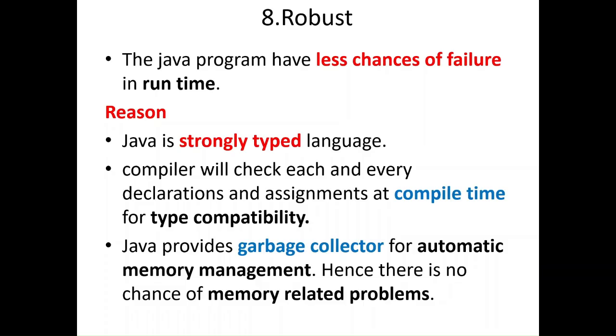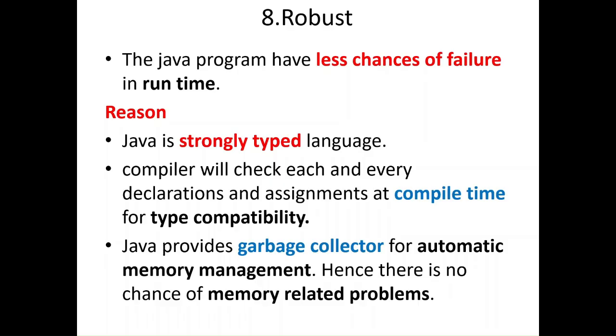Type compatibility means, for example, if an integer is there, it can be stored into a long, because long has a higher range than an integer. But an integer cannot be assigned to a boolean. The boolean data type holds only true or false. So this is called type compatibility. A float can be assigned to a double, that is possible, whereas a float cannot be assigned to a boolean, that is not possible. So this is called type compatibility. This is also checked at compile time itself.